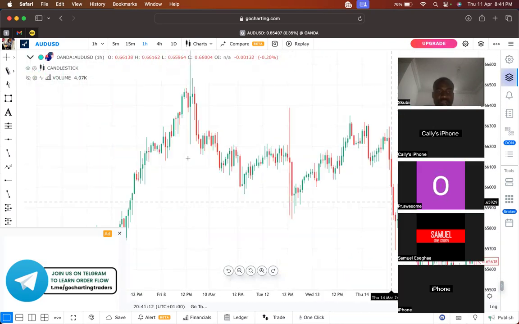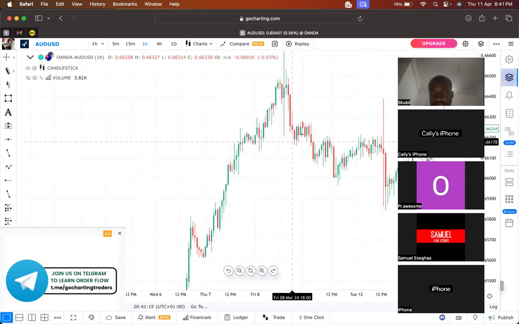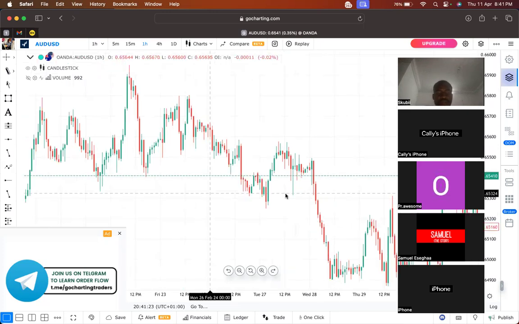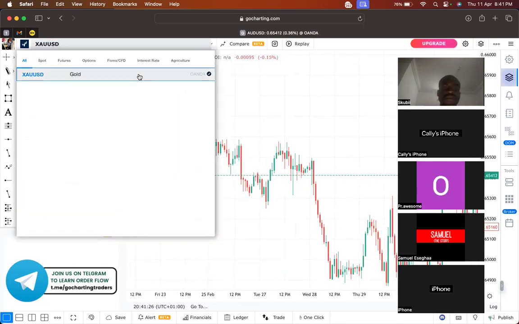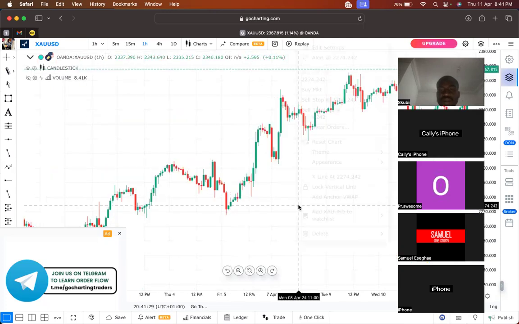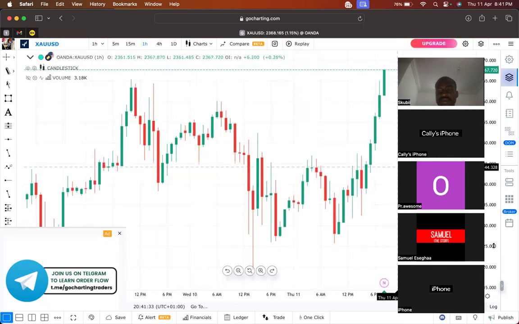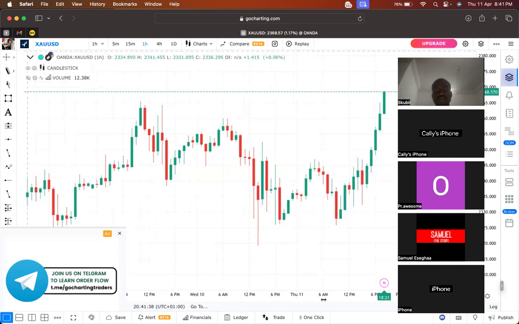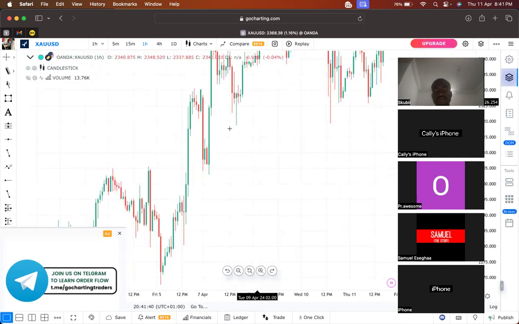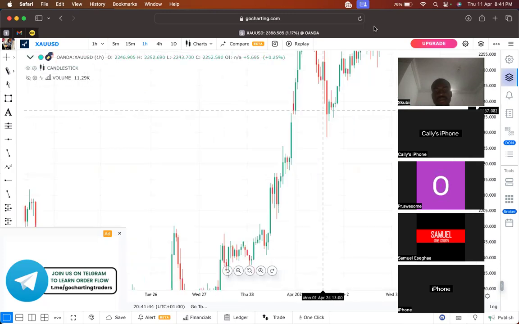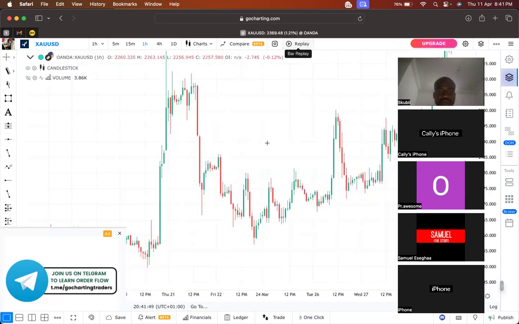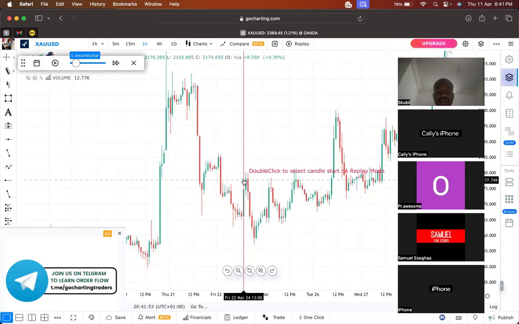I'm finding it hard seeing a setup that we can basically use. Let's do gold. Let me see. Gold always surprises me sometimes. Okay, good. So let's take a look at this gold setup and see if we actually got that entry confirmation.